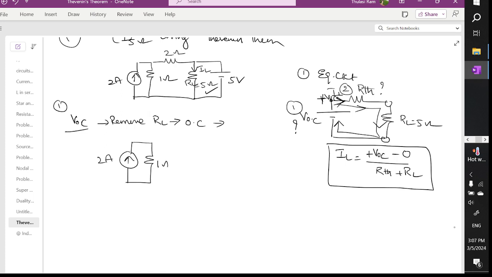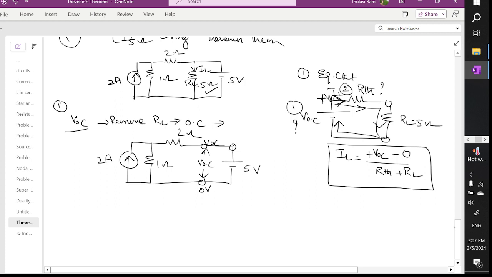I have a 1 ohm resistor and a 2 ohm resistor, and now this is open circuited. Here you need to find this voltage, and this is the source we have, a 5 volt source. You can see the voltage at this point is VOC, the voltage at this point is 0, the voltage at this point is 5 volts, and this voltage is 0 volts. I can say the open circuit voltage is equal to how much? 5 volts. So this is step 1.